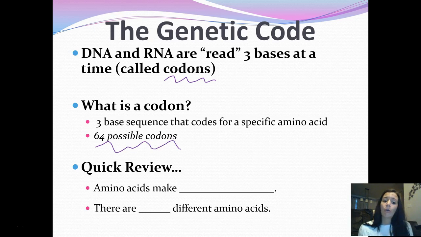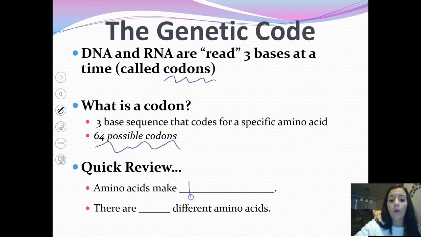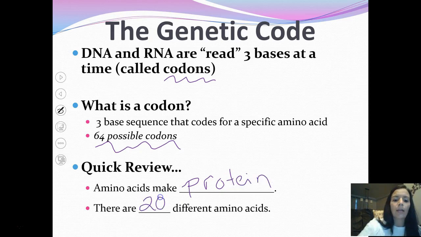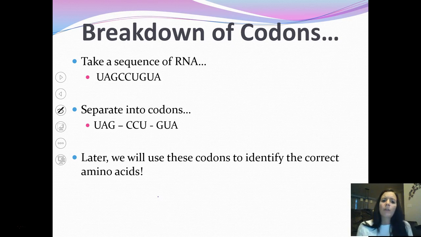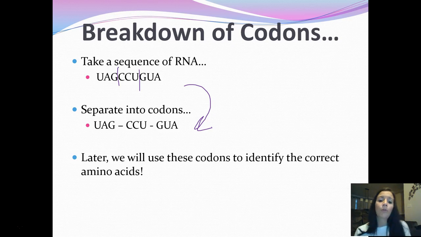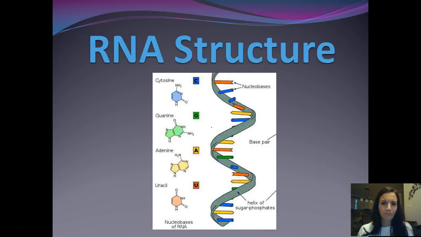So let's do a quick review. Amino acids make proteins. There are how many different amino acids? 20. So when we look at the breakdown of codons, we take a sequence of RNA and then we separate it into codons, or basically every 3 bases you do a division. So you could do lines like this, which ultimately end up looking something like that. Later on, we're going to use these codons to identify the amino acids that correspond to them.